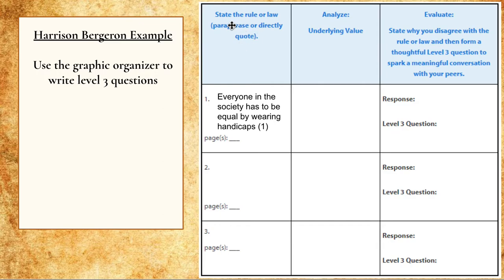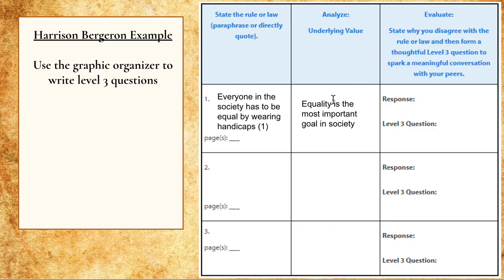So we chose to paraphrase a rule from Harrison Bergeron for this example by saying everyone in the society has to be equal by wearing handicaps. That's the big rule that the whole book is based on. And the one right there is because that's in the very first paragraph. Yep. And then we're going to analyze that.